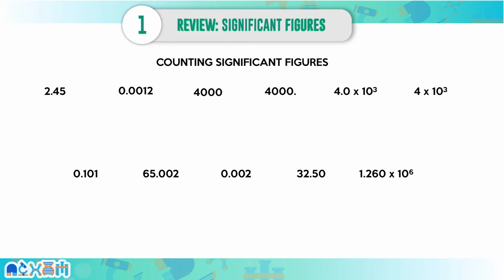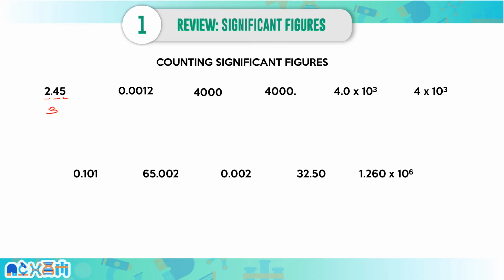Okay, let's try. So we have here different variables, different numbers, and we'll try to answer if they are significant or not. We'll start first with 2.45. So according to the rule, these are all non-zero integers, which means you're going to have 1, 2, 3. The answer here would be 3.